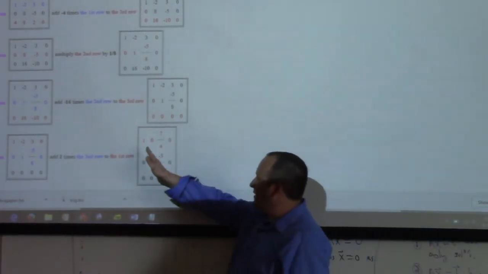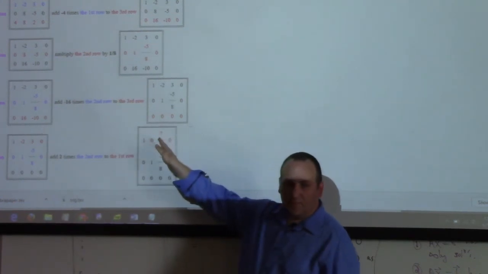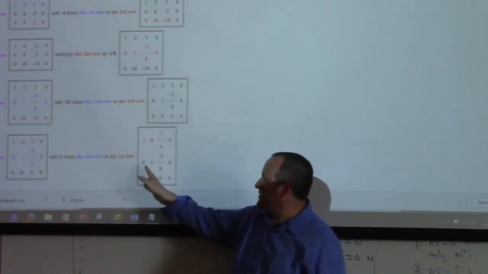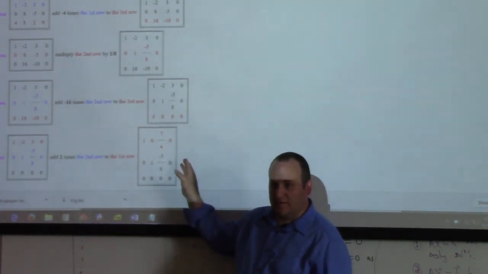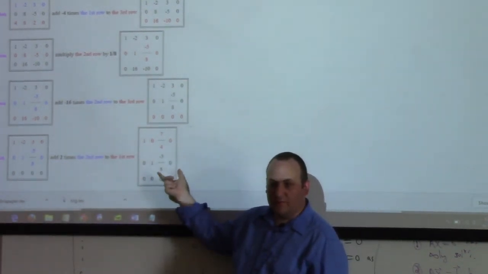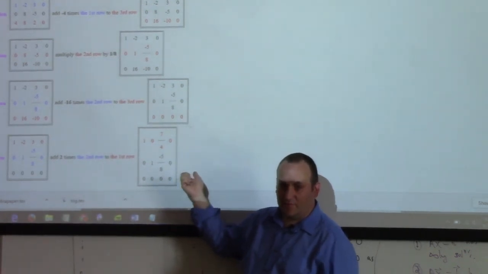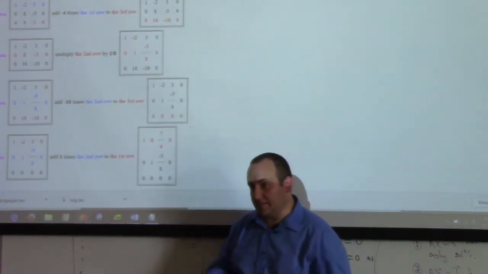So this equation would be x plus 7/4 z equals 0. This equation is y minus 5/8 z equals 0. So what it says is you can write x and y in terms of the z variable. We can use the z variable as a parameter for the solution set, right?